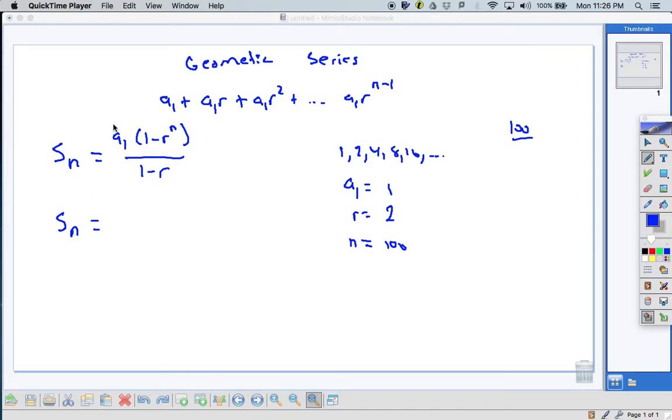So anyways, back to here. We need our first term. Our first term we just decided was the number 1. It's always a 1 minus. We need our ratio, which we decided was 2.